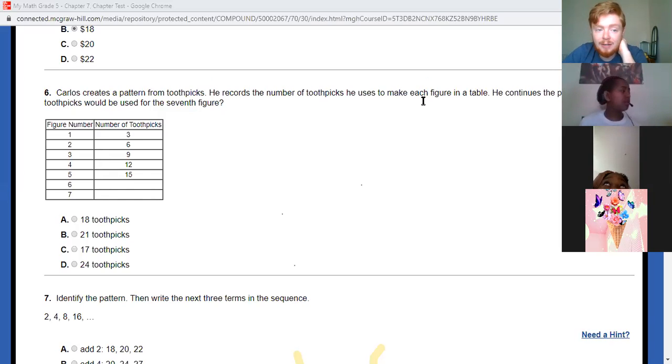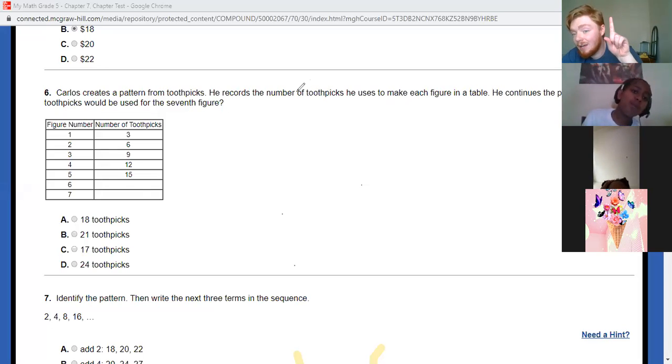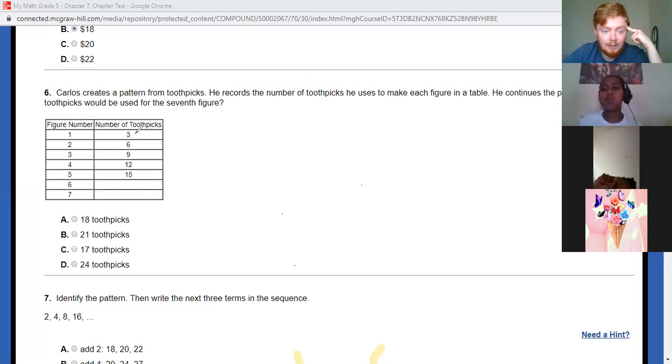He continues the pattern. How many toothpicks would be used for the 7th figure? All right, so Demaya has already graciously volunteered by raising her hand, by the way. And there's a pattern that keeps going. So Demaya says she knows the pattern and she knows what 7 is going to be. So Demaya, what is 7?